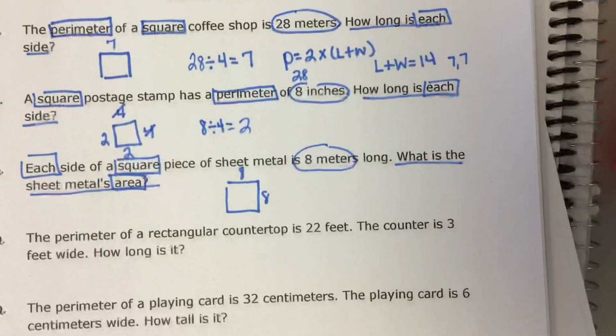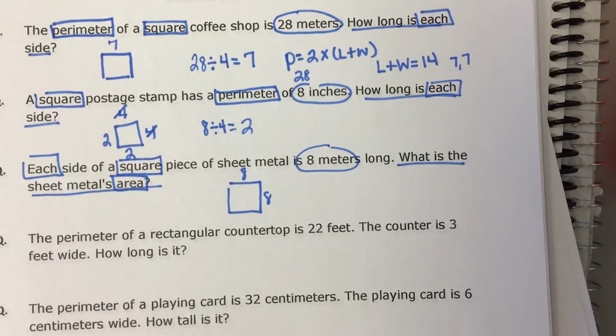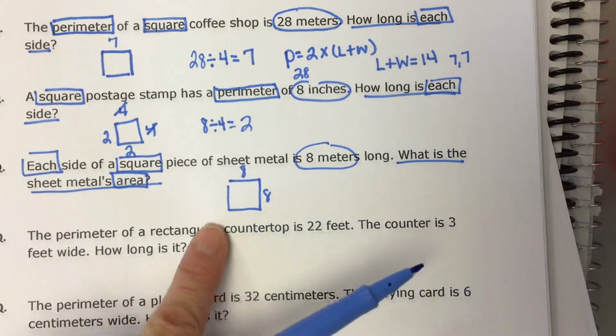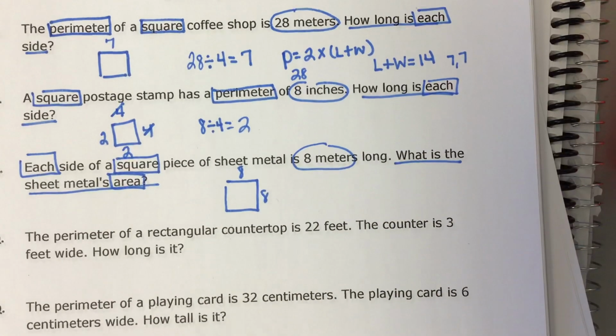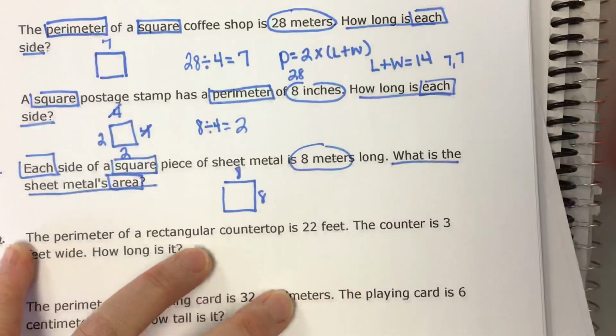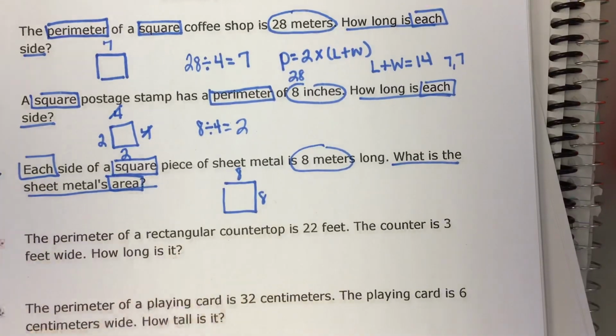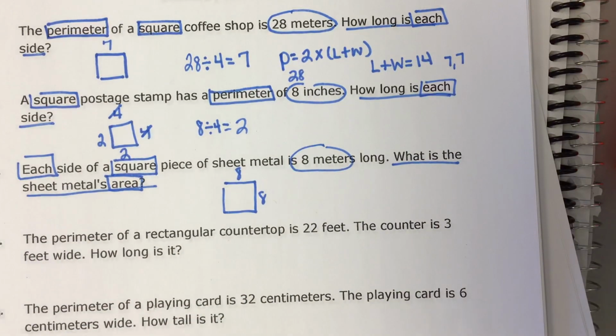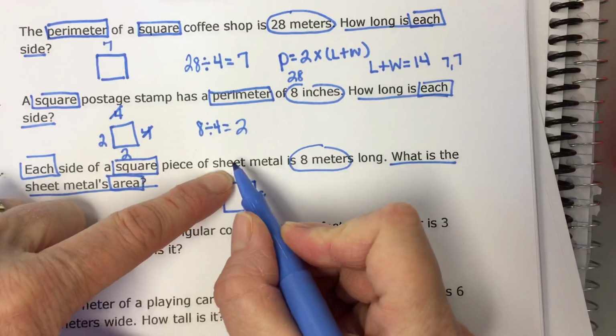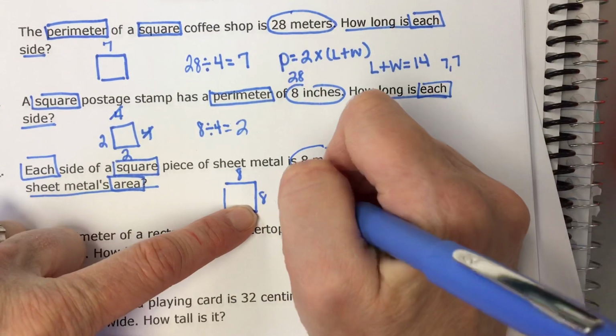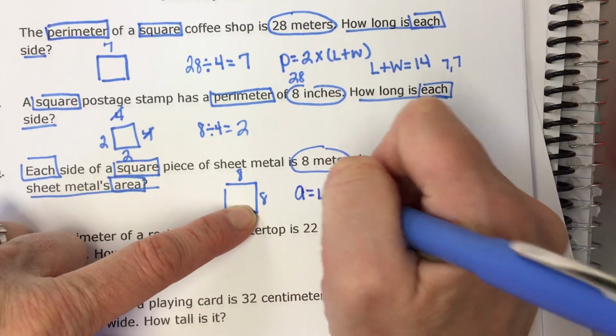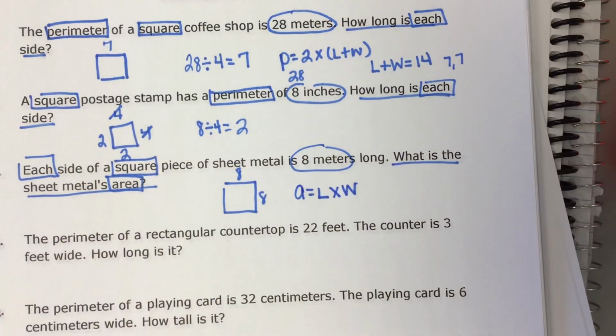Area equals, everyone do it with me. Area equals length times width. What are my length and width? Sophie? 8 and 8. So what is my area? Ada. No, what's my area? Area equals length times width. My length is 8 and my width is 8. What is the area of the square?